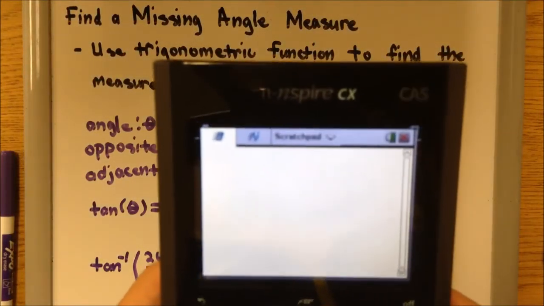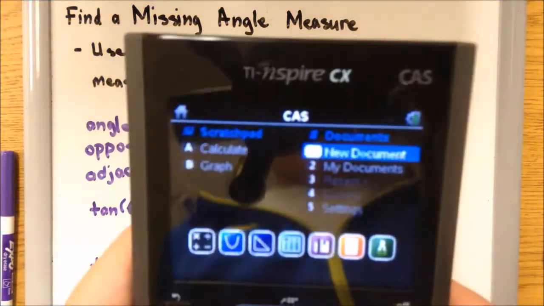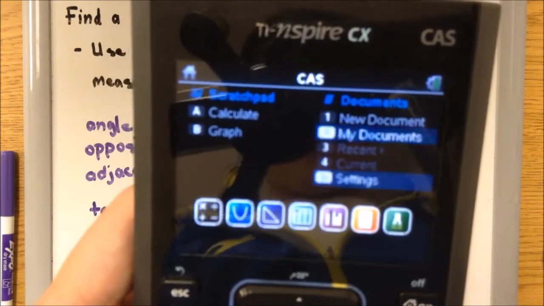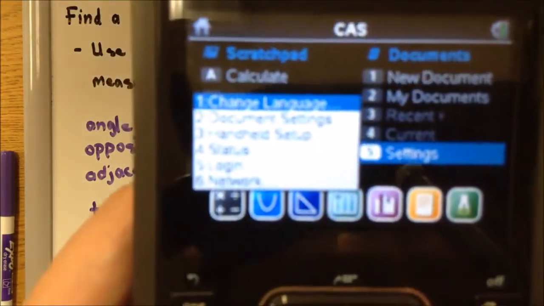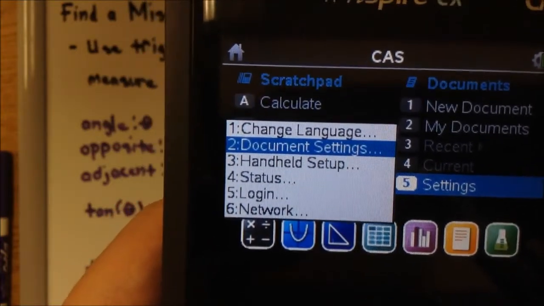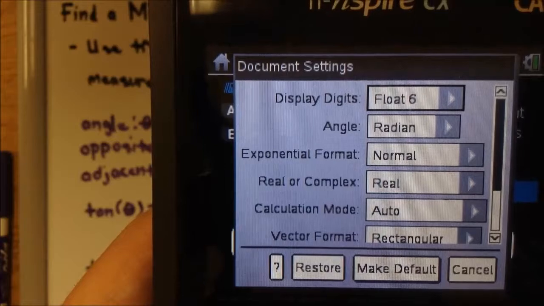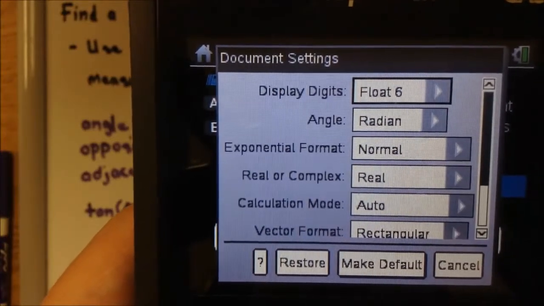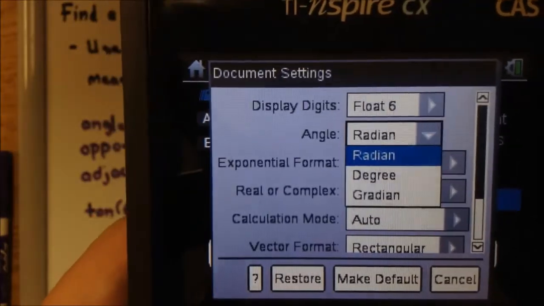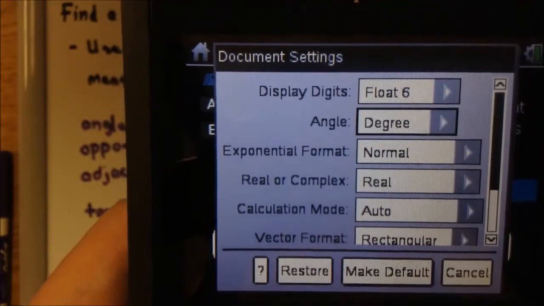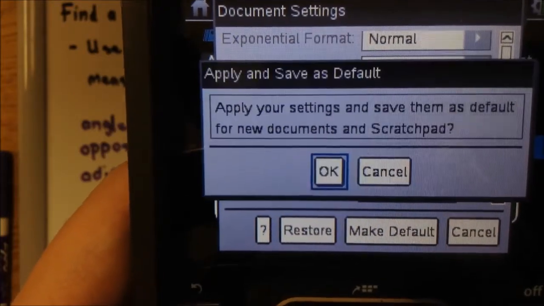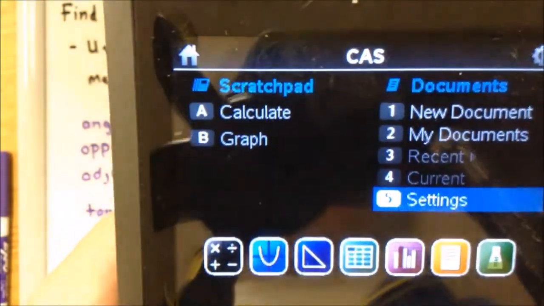Alright, now first off, I'm going to go home. Always check if your settings are in degree mode. So since we're working with degrees, we gotta make sure it's in degree mode. Oh, see? It says here angle is radian. So what we're gonna do is go to angle, hit right, select degree, and then I'm gonna go all the way to the bottom, make default, hit enter, hit OK. So it should be in degree mode.